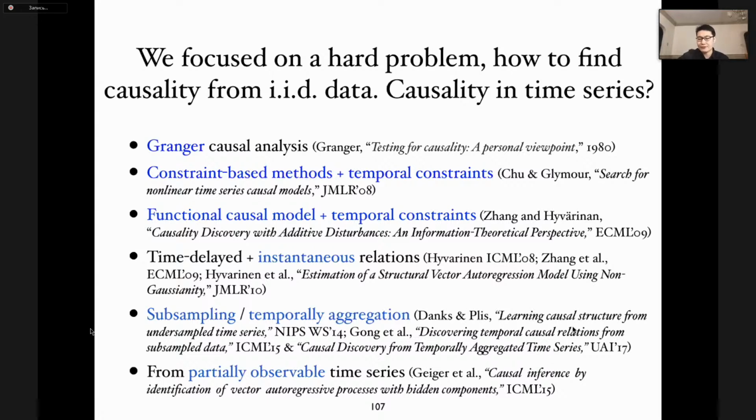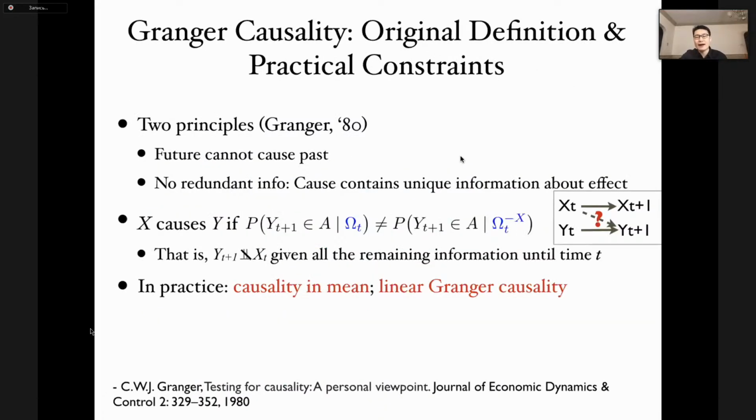Now I'm going to show two slides. One of them is on the connection between Granger causality and constraint-based methods for causal discovery. Granger causality relies on two principles. The first says that the future cannot cause the past. The second says there is no redundant information, so basically there are no deterministic relationships: the cause contains unique information about the effect. Then, according to Granger in his 1980 paper, we say X causes Y if the conditional distribution of Y given the complete information set is different from the conditional distribution of Y given the information set without knowing X at this moment.